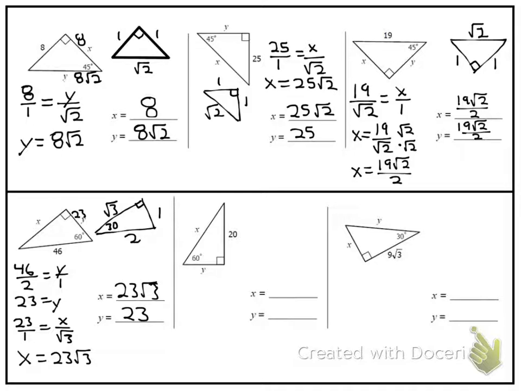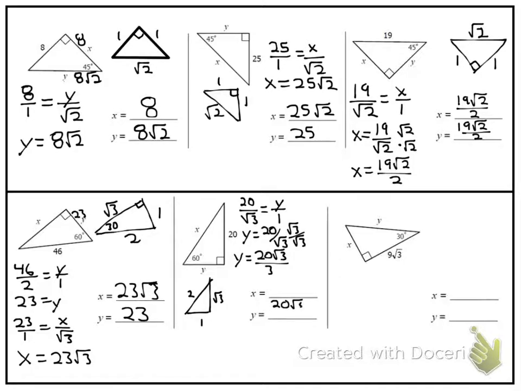So let's look at our next one. 1, 2, root 3. So I have to go 20 over root 3 is equal to, I'm thinking y is going to be easier to solve for first. So I'm going to go y over 1. Well, that already tells me that y equals 20 over root 3. We have to rationalize by multiplying top and bottom by root 3, and we get 20 root 3 over square root of 9, which is 3.